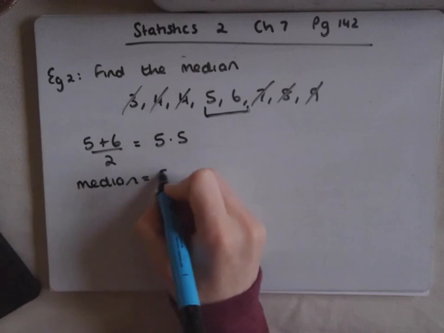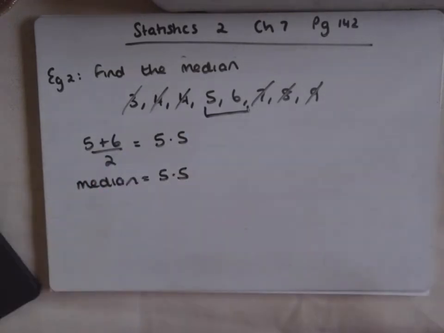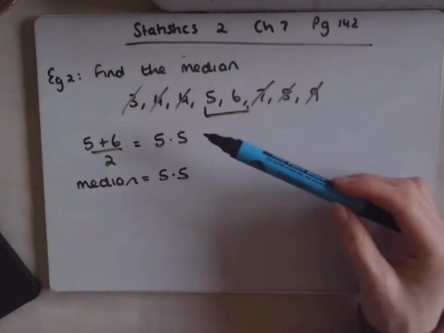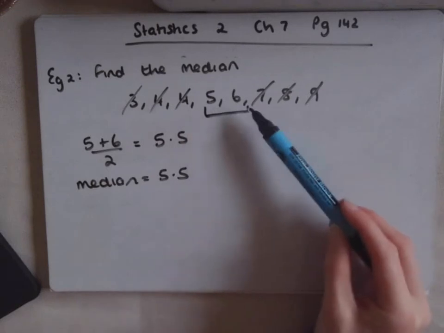So it all depends on whether you have an odd number or an even number of numbers. Okay, in this case I had an even number, so I'm going to have to divide by 2. Okay, so add the 2 numbers that are left and divide by 2.